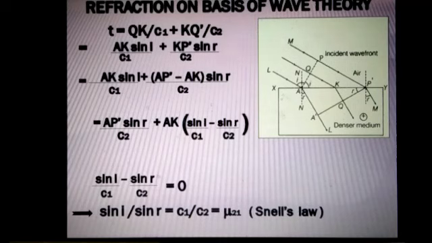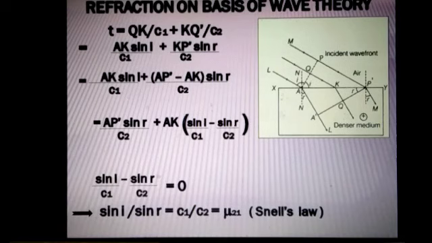This represents the refracted wavefront. Consider a ray QKQ'. Now the time taken by light to travel from Q to Q' is given by the first expression of time. Gradually, you will get the second expression, as QK is equal to AK sin i and KQ' is equal to KP' sin r. Now KP' is equal to AP' minus AK, so you can get the third expression of time. Lastly, you can get the final expression of time as you can see on the screen.